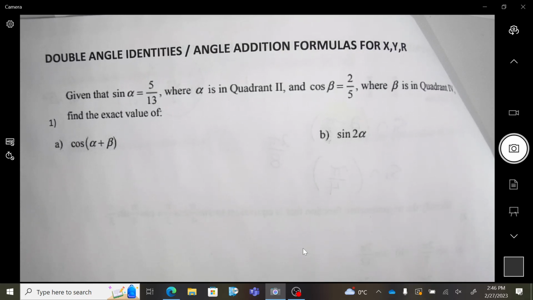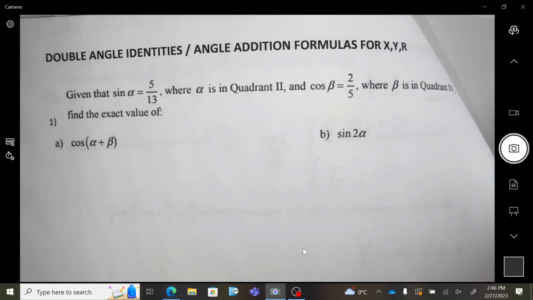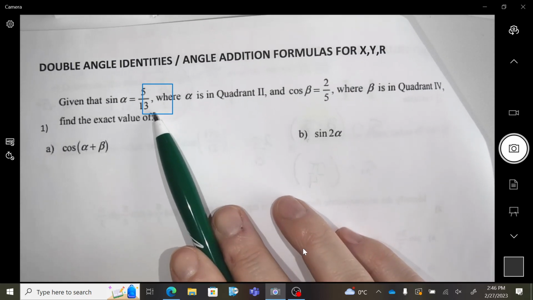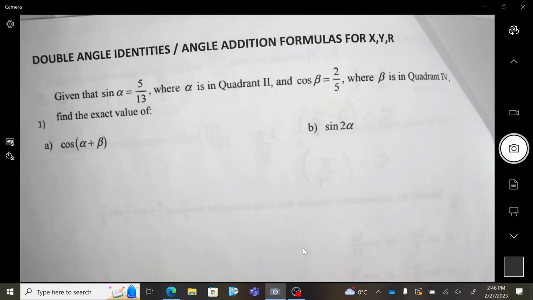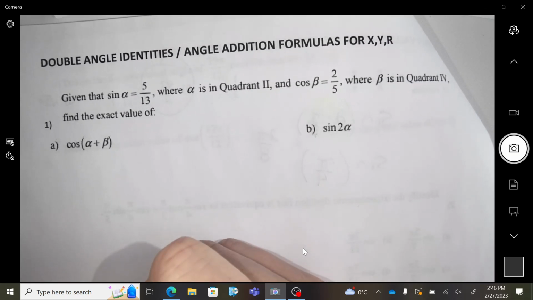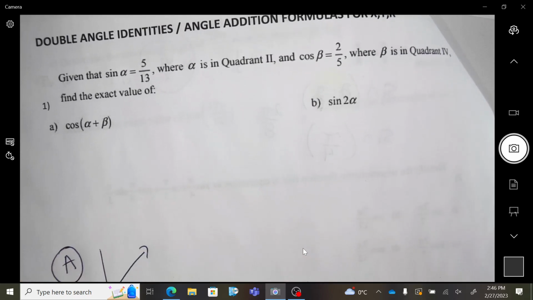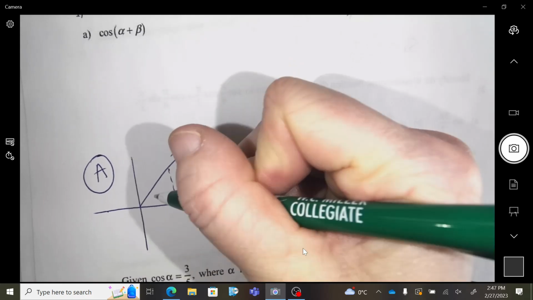Do you want to just do this one together? The first one? And then it's like, got more of your homework done? Sure. Okay, this is nice. They told us which quadrant it's in, so we don't even have to do that. Angle A is in quadrant 2.